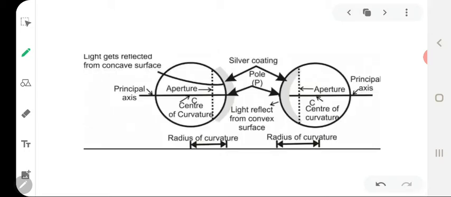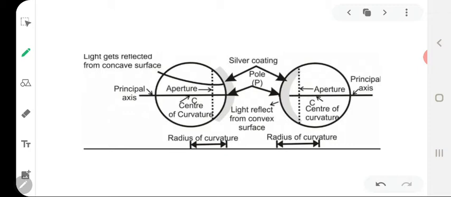So in this figure, the point C is the center of curvature of the given spherical mirror. From the figure, it is quite clear that in case of a concave mirror, the center of curvature lies in front of the mirror. But for a convex mirror, the center of curvature lies behind the mirror. However, it should be clearly noted that the center of curvature is not a part of the mirror and lies outside the reflecting surface of the mirror.